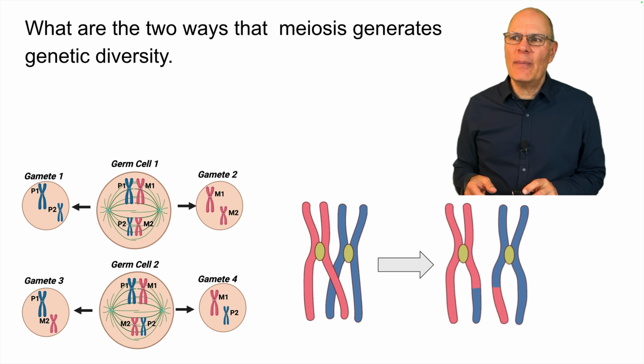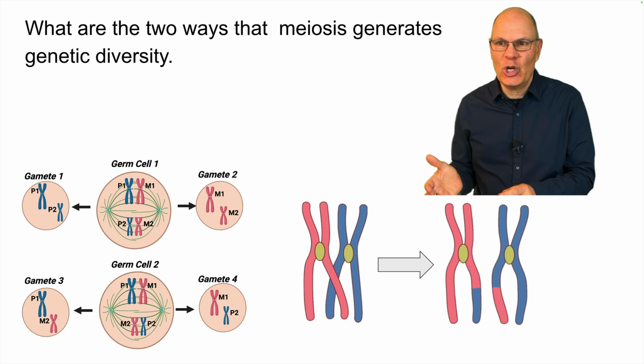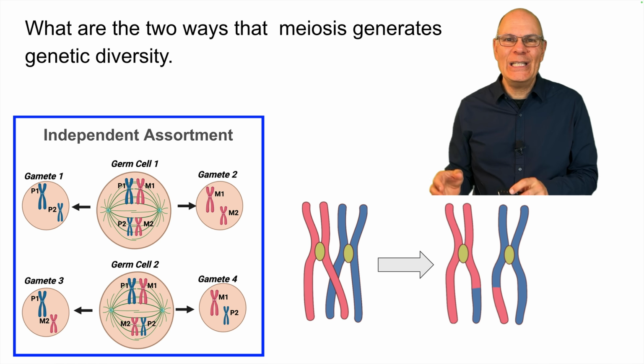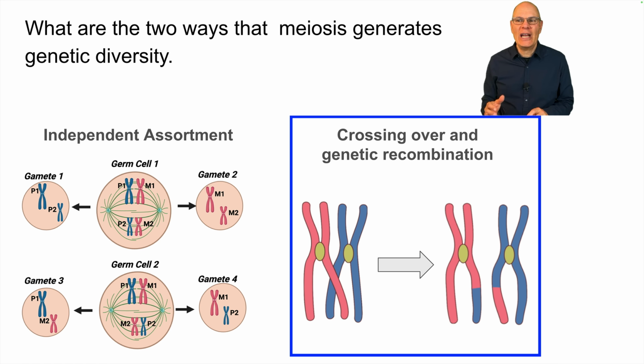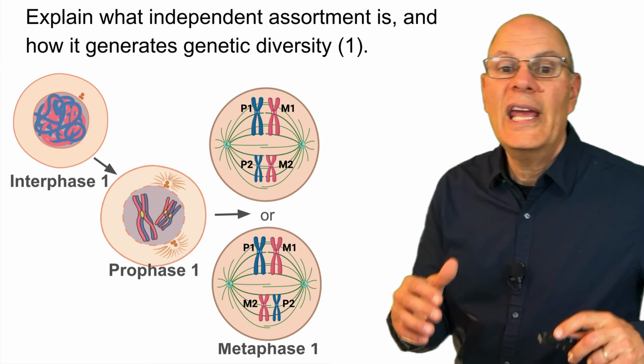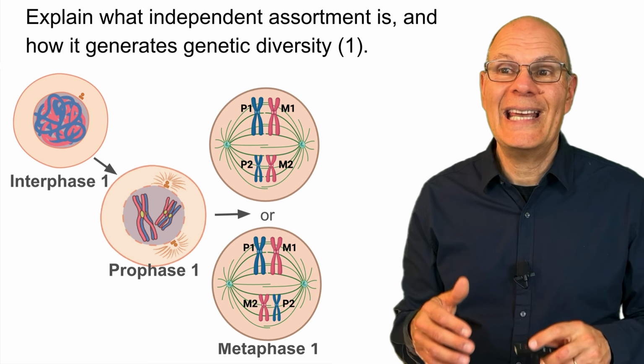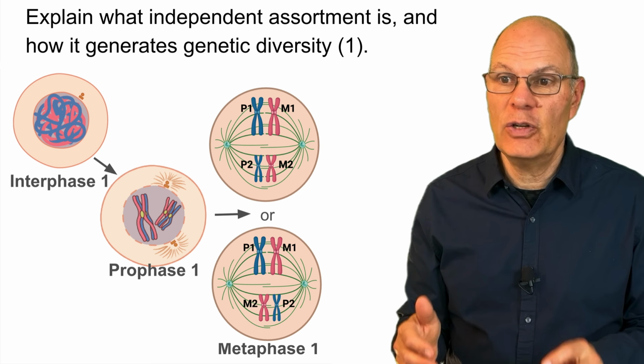What are the 2 ways that meiosis generates diversity? They're shown here. The first is independent assortment. The second is crossing over and genetic recombination. We'll explain both of those now. Explain what independent assortment is and how it generates genetic diversity.